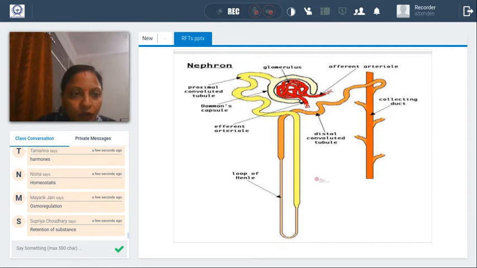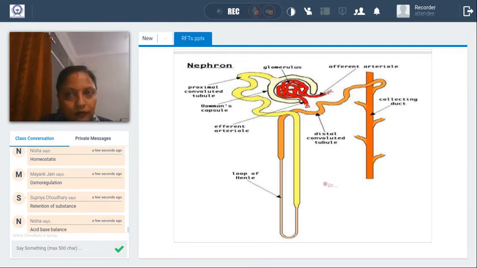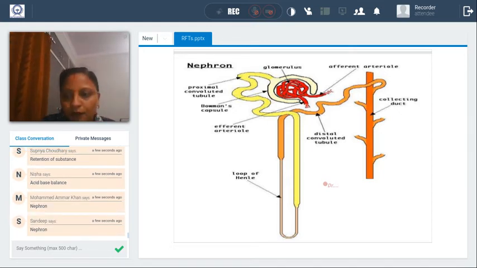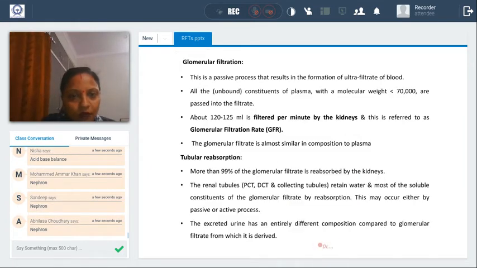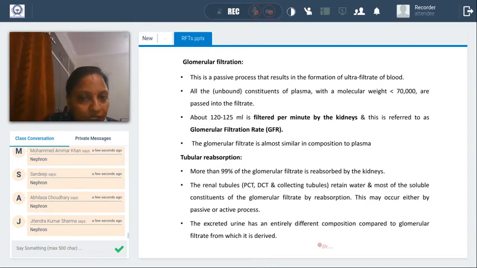Jitendra Singh, do you hear me? Jitendra, what is the functional unit of kidney? Nitin, please write in the box. Then Abhilasha, what is the functional unit? What is the functional unit of, yes, Abhilasha? Okay. Next, Mansi Sharma. What is GFR? What is the unit of GFR?